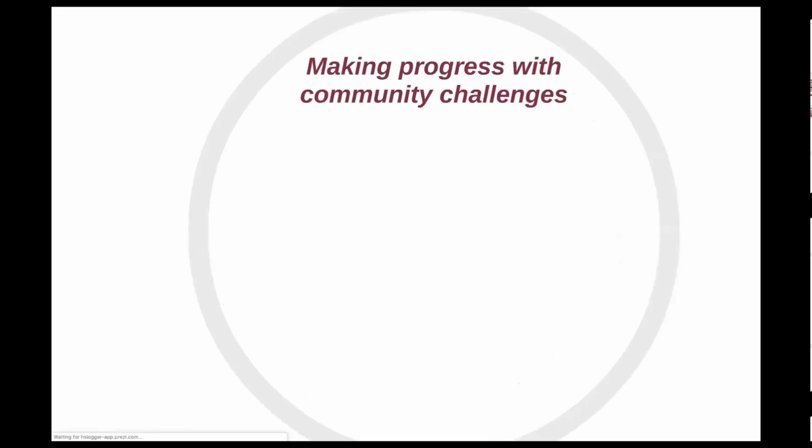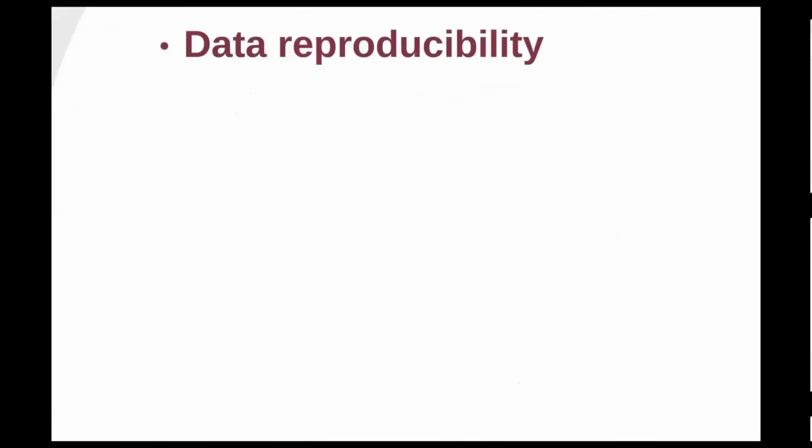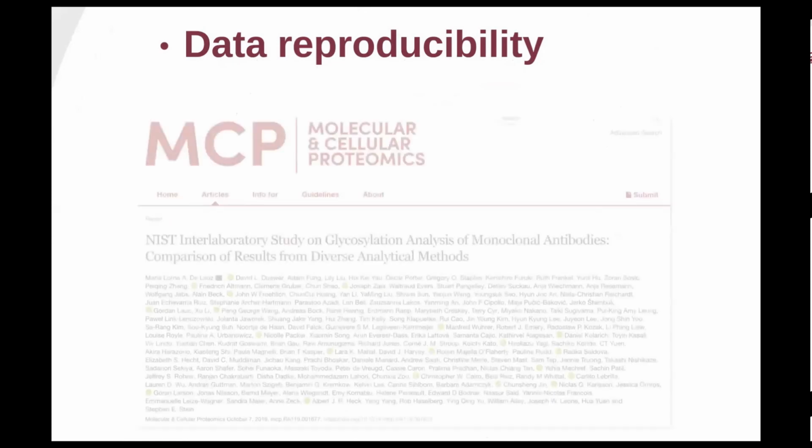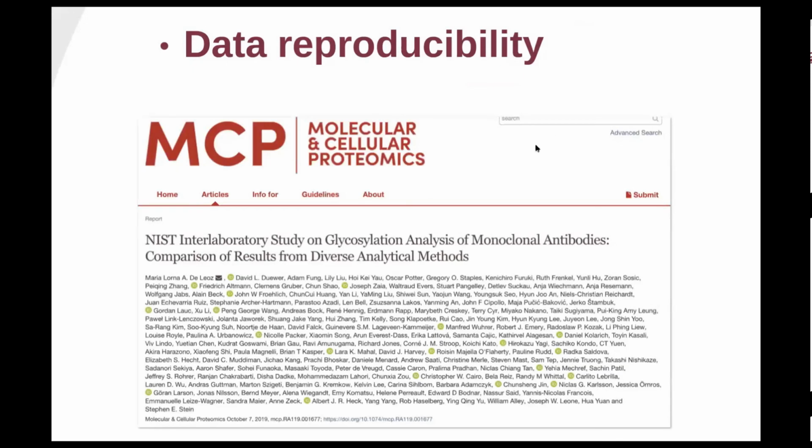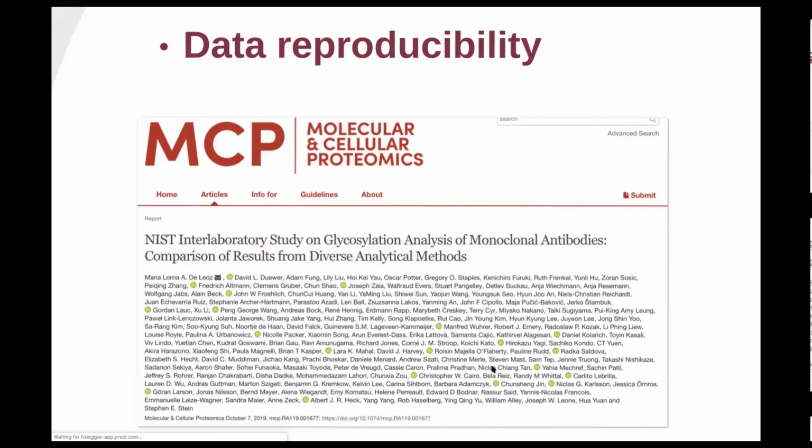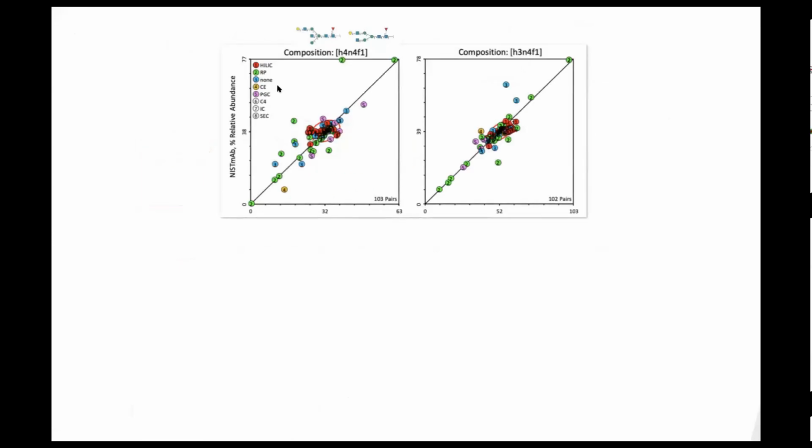So we need to do the same in glycomics, and reproducibility is already an issue because detecting sugar is so difficult. There are so many techniques. So very recently, there was an interlaboratory study on the glycosylation of monoclonal antibodies. You can see that there were a lot of participants. And as you can see, in some cases, so we're talking composition, I'm giving you some examples of the structures that are attached to composition.